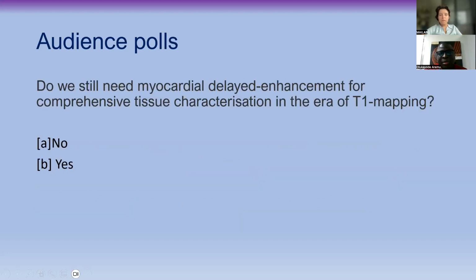Okay, another one. This is just a yes or no answer. Do we still need myocardial delayed enhancement for a comprehensive tissue characterization in the era of T1 mapping? Yes or no? A or B? B, okay, which is yes. Yes, we do, because LGE is also very important. It helps in diagnosing myocardial infarction and focal fibrosis. T1 mapping can quantify.